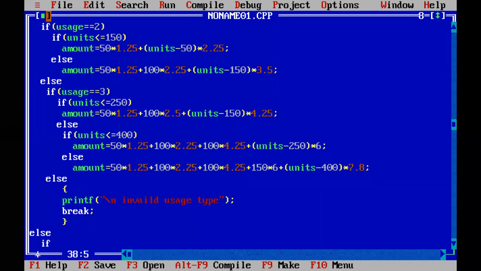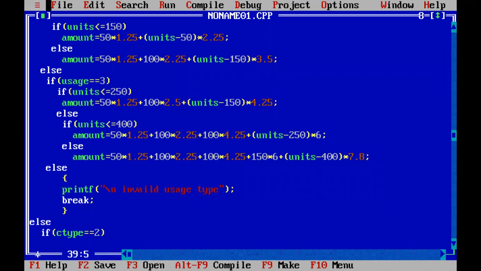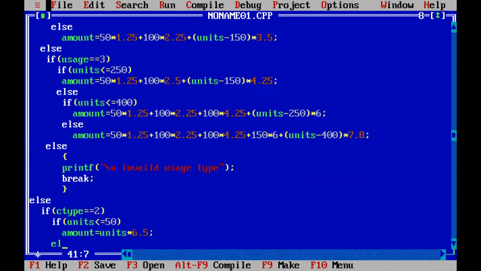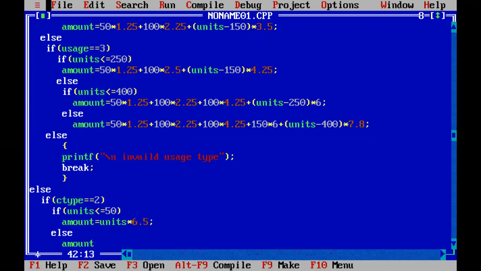If customer type is equal to 2, if units less than or equal to 50, the first 50 units, amount equal to units into 6.5. Else, amount equal to, for the first 50 units, 50 into 6.5, plus (units minus 50) into 9.8, I think, 9.5.